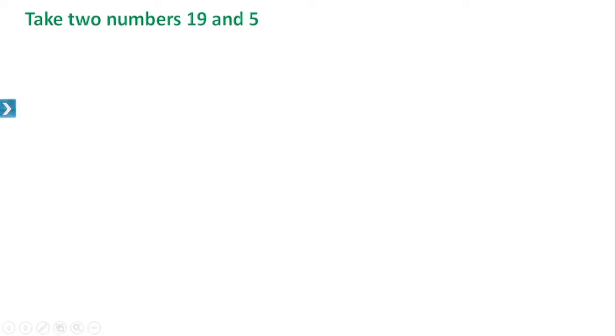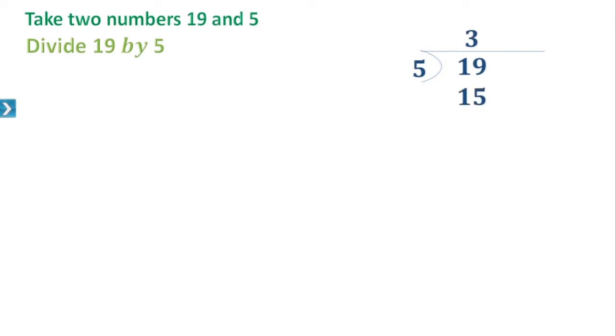Now take two numbers 19 and 5. Here we have to divide 19 by 5. So 5 threes are 15. Now 19 minus 15 we have to subtract, that is 4.